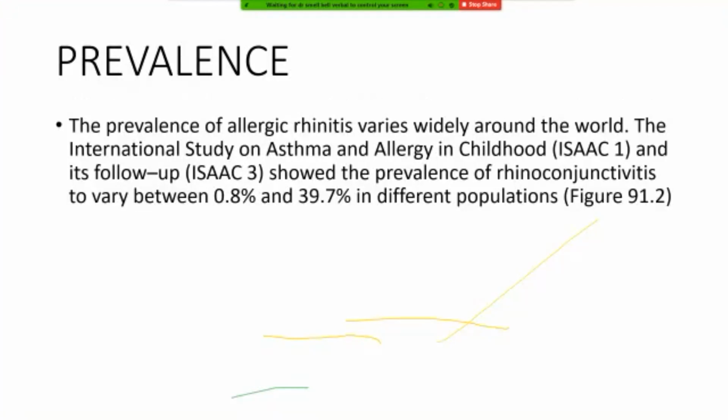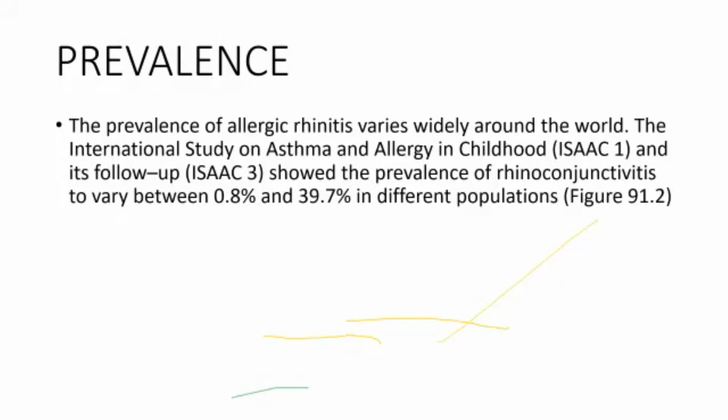The prevalence of allergic rhinitis varies widely around the world. The International Study of Asthma and Allergies in Childhood, that is ISAAC 1, and its follow-up, ISAAC 3, showed the prevalence of rhinoconjunctivitis to vary between 0.8 and 39.7% in different populations, as given in figure 91.2. We have already seen this, like nearly 40%. You can remember what the prevalence of allergies is: out of every 100, there are 40 people with allergy.